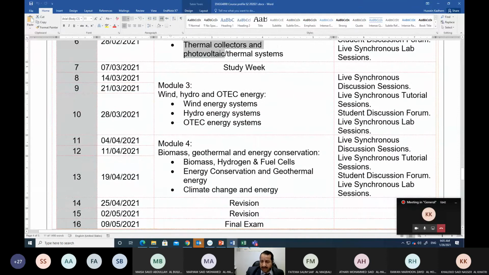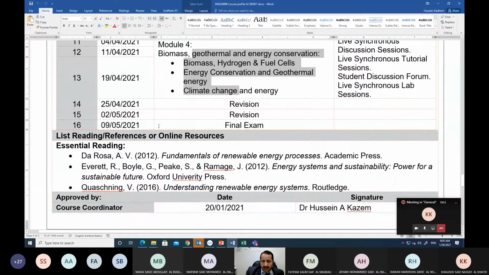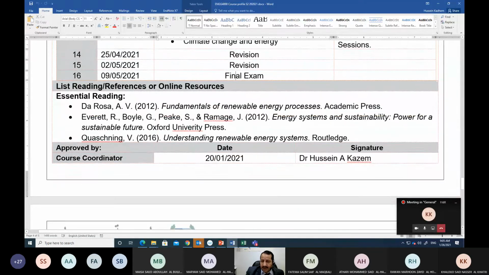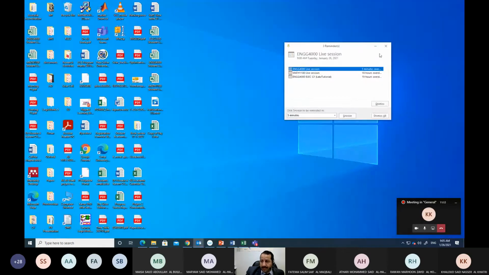Module 3, wind, hydro and electric energy, we will cover in 3 weeks. And module 4, biomass, geothermal, and energy conservation, we will cover in 3 weeks. Then we will have 2 weeks of revision to prepare for the final exam, which will be on 9th May. Okay. Here I try to mention some of the textbooks. They are available, and I can provide some of them for you through my page in Microsoft Teams. So this is in general the course profile.